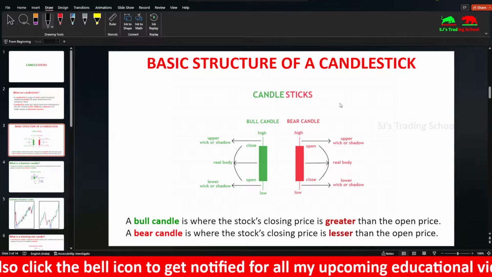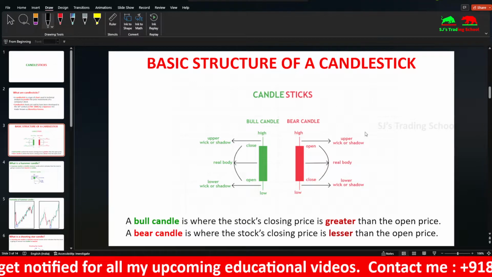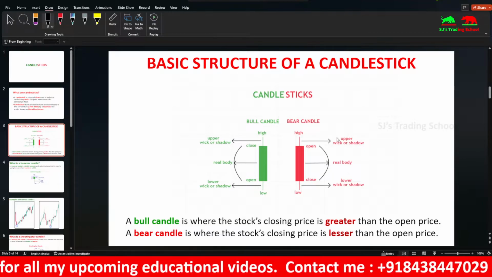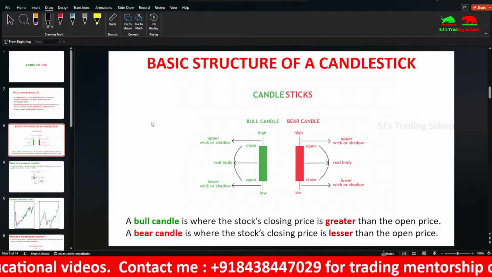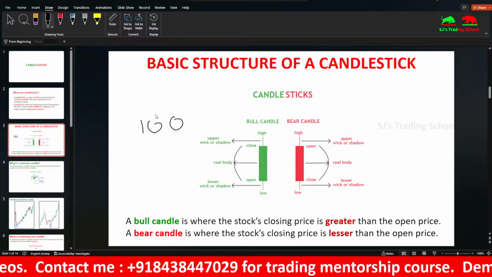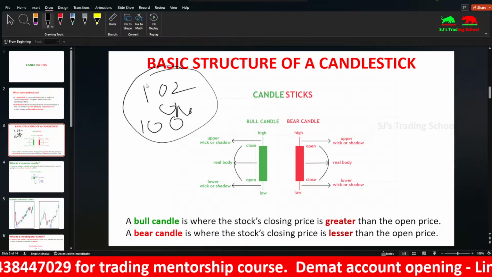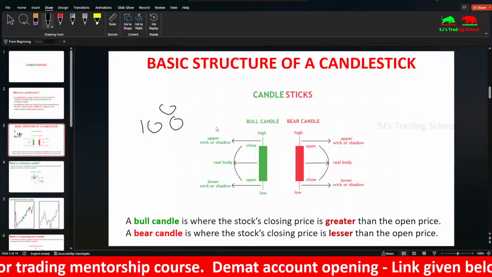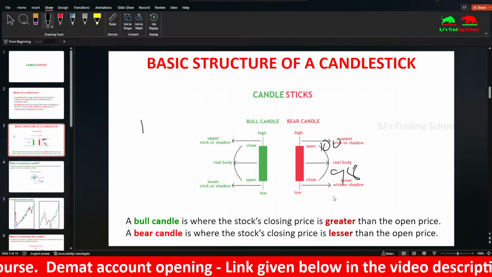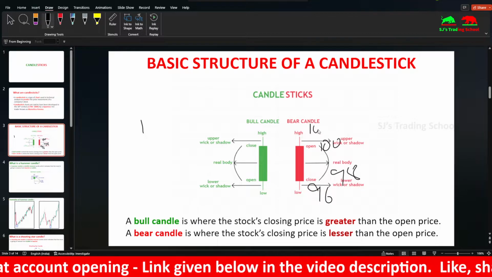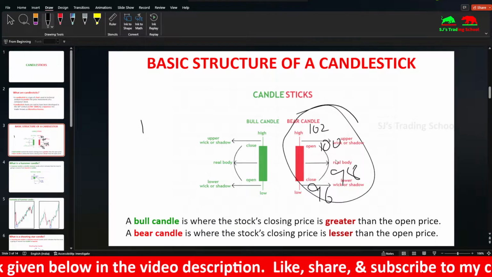So this is the basic structure of a candle. What is a bull candle? A bull candle is where the stock's closing price is always greater than the open price, and a bear candle is where the stock's closing price is lesser than the open price. Suppose a stock is trading at 100 rupees. It opens at 100, but it closes at 102. This is known as a bull candle. If the stock price opens at around 100 rupees and closes at 98 rupees, with the low at 96 and the high at 102, then the closing price is less than the open price. So this is known as a bear candle.